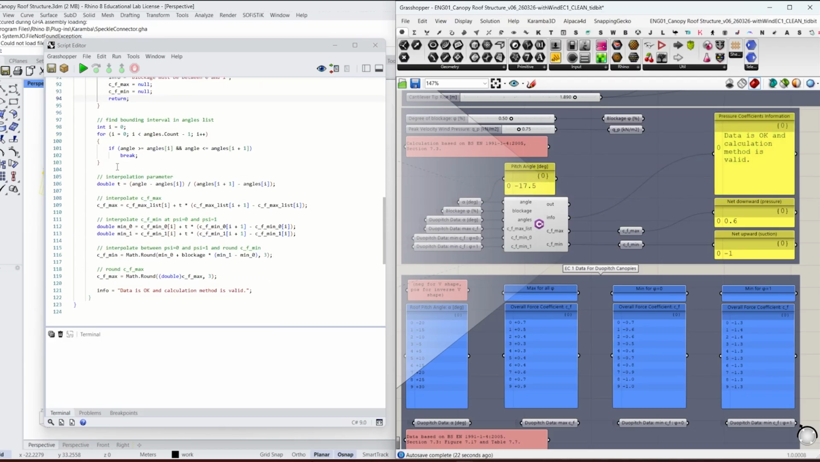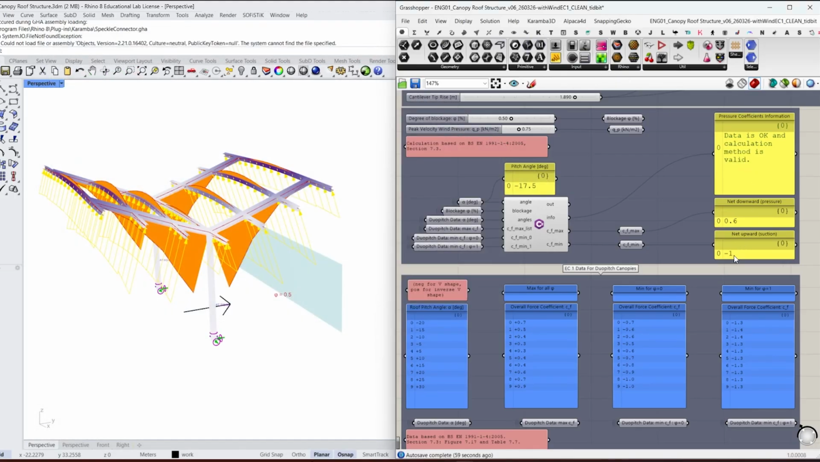We then move on to the actual calculation. The first step is to find the bounding interval in the angles list for our input angle. We can then derive an interpolation parameter t, which we use further for our force coefficients. We interpolate directly the value of CF_max using t. We also interpolate twice for CF_min at blockage 0 and at blockage 1. And then for our specific input blockage, we interpolate once more to get our CF_min. We do a little bit of rounding of the results and output data is okay and calculation method is valid, together with our final values of CF_max and CF_min.